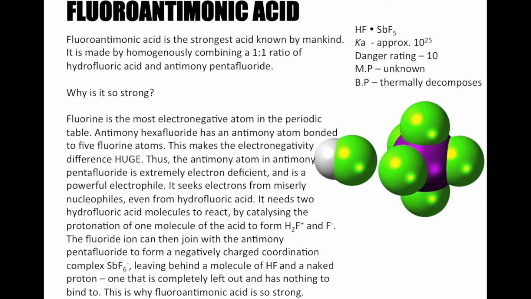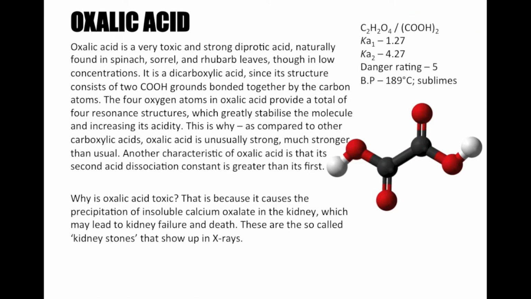Fluoroantimonic acid is the strongest acid known to mankind. It is made by homogeneously combining a 1-to-1 ratio of hydrofluoric acid and antimony pentafluoride. Why is it so strong? Fluorine is the most electronegative element in the table. Antimony pentafluoride is an antimony atom bonded to 5 fluorine atoms, and the electronegativity difference is huge. Thus, the antimony atom in antimony pentafluoride is really positively charged, and that's why it's strong.